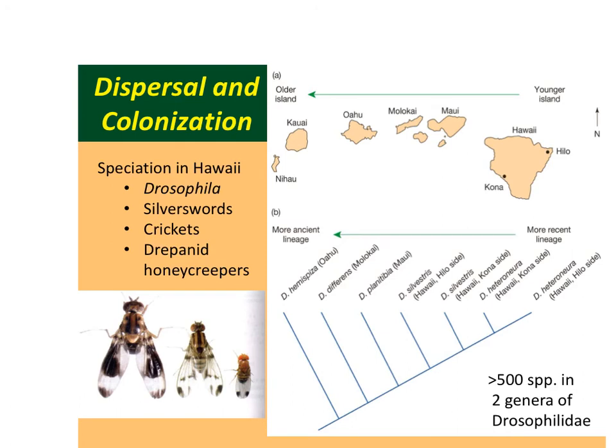This is an example of all these species. These are oceanic islands way out in the middle of the Pacific. They were volcanic, so once the volcanic islands were created from volcanic eruptions, nothing lived on them, but eventually they got colonized by all kinds of different things, including fruit flies and silversword plants and crickets and honeycreeper birds, all these different things. These islands rose up at different times, so younger over here, older over here. We can see this, so more recent lineage, more ancient lineage.